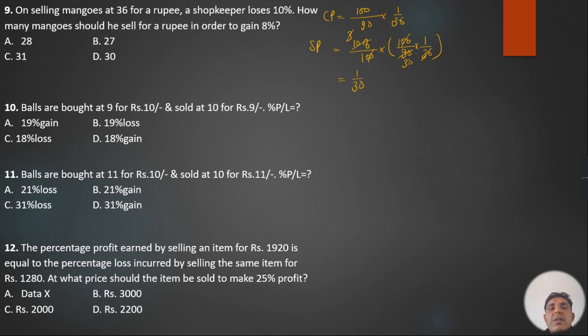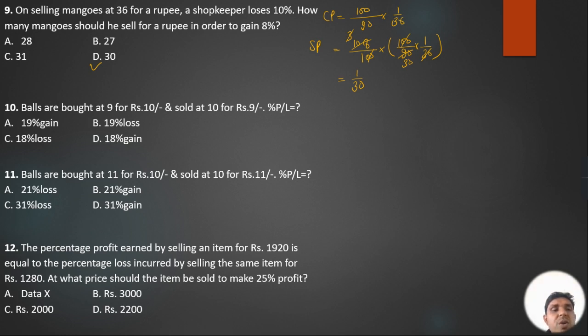That means initially the mangoes were bought 36 for a rupee, and at this point of time the selling price of one mango is 1 by 30. So how many mangoes should be sold for a rupee? The answer will be 30. So the answer of this question will be D, that is 30. Right? Okay. Coming to the next question, that is question number 10.